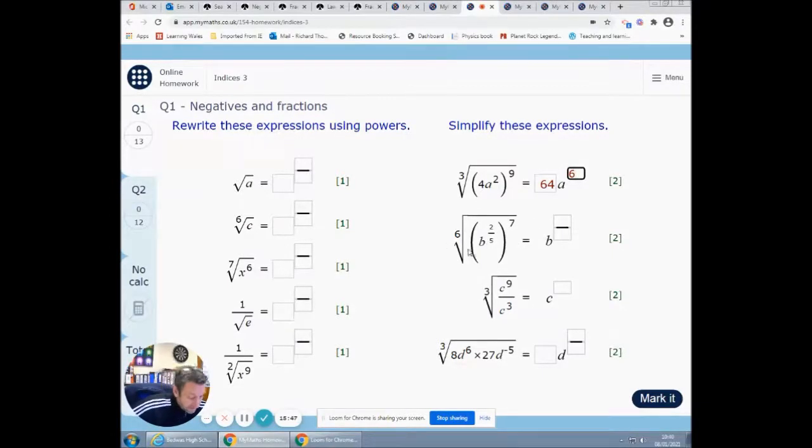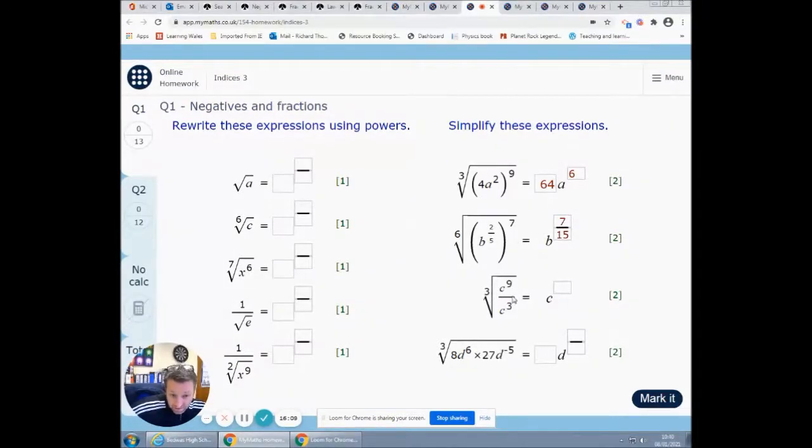So I've got b to the 14 over 5 multiplied by a sixth. And if you write that down on your bit of paper and work it out, you end up with b to the power of 14 over 30, because 6 times 5 is 30. And 14 over 30 simplifies to 7 over 15.